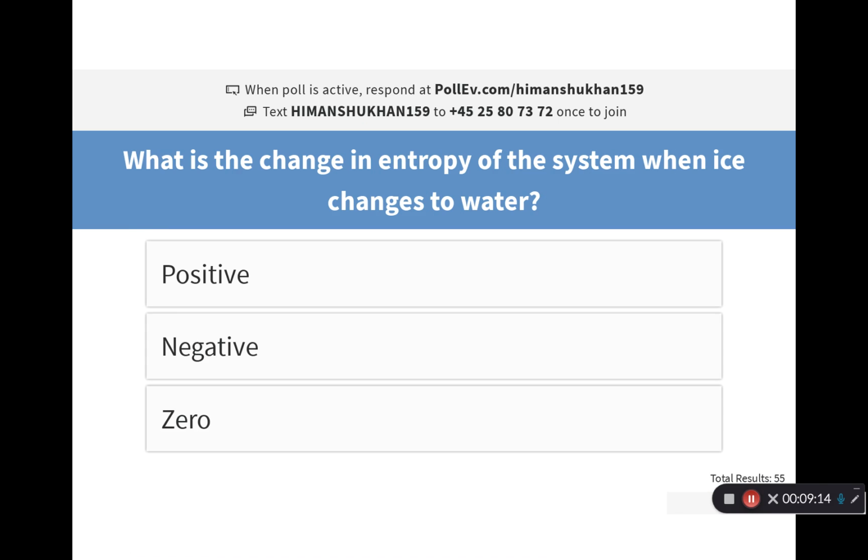Oh, one more thing. Here is a simple question. What is the change in entropy of a system when ice changes into water? Is it positive, negative, or zero? And I already gave you the answer. The entropy will increase and the change will be positive.